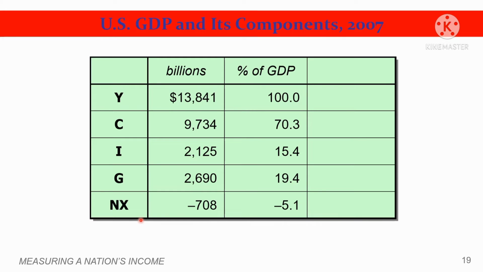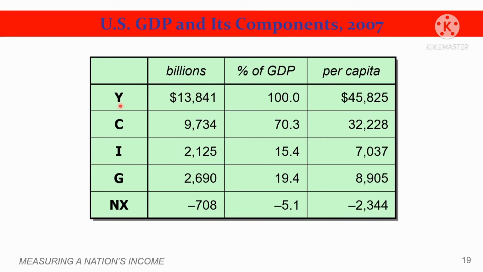So more imports than exports. So if we will add these four, the sum is equal to this one, 13.8 billions. Then lastly, per capita. So per capita, when we say per capita GDP, to calculate per capita, we have total GDP divided by the total population.